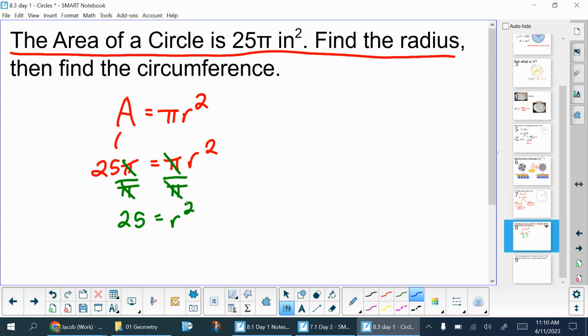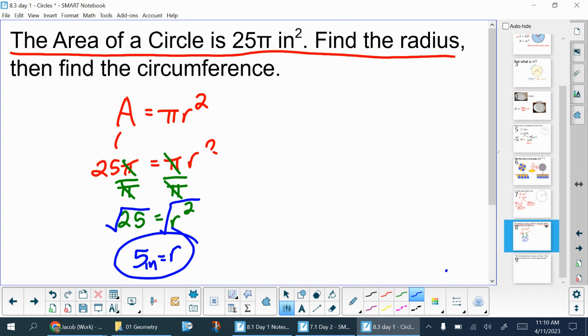And then I got to remember, well, what's the opposite of squaring something? It's square rooting. So when I square root r squared, I get r. When I square root the 25, I get 5. So my radius is 5, in this case 5 inches. I should always be writing my units in there because that's one of my answers.